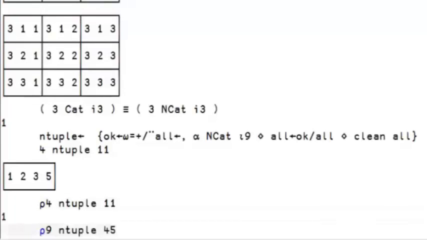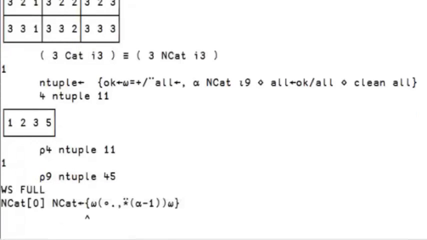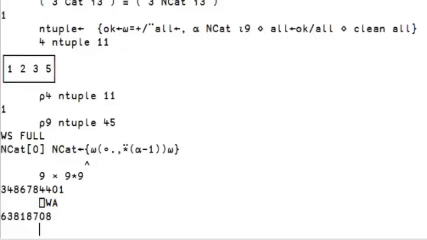Let's try the largest possible case. This is the case where we have 9 numbers. They can all be only the numbers from 1 to 9. They must all be different, and they must add up to 45. There's only one possibility. So, oops, we're having a problem here. It looks like we ran out of space, which makes sense because we're trying to generate 9 exponent 9 sets, each one containing 9 numbers. We're trying to generate more than 3 billion numbers here. Well, that's quite big. And I only have 64 meg in memory. So that's why it's not working.